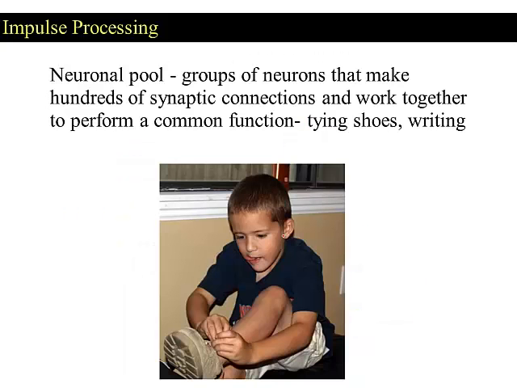All right, and finally, sometimes we can get groups of neurons working together, and they can make hundreds of synaptic connections all together, and that allows you to learn how to perform common functions. So things like tying your shoes and writing, you had to learn how to do those things, and you develop neuronal pools for those. So this usually happens in the brain, and you will have a section of your brain that is designated for tying your shoes, and all of these neurons came together as you learned how to tie your shoes, and then it becomes an automatic process over time. So that's how neuronal pools work.